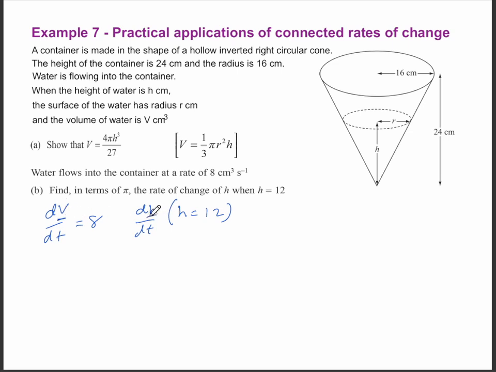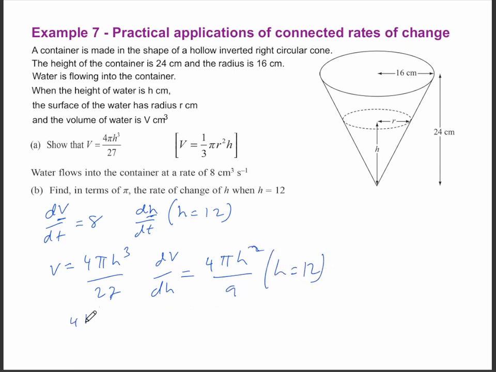Combining these two variables, we get that V is equal to 4 pi h cubed over 27 from part A. And in order to find dV over dh, which we will need as the third term, this is going to be 4 pi h squared over 9. When h is equal to 12, we have 4 pi times 144 over 9, which is just going to give us 64 pi. That's going to be the value of our dV over dh when h is equal to 12.